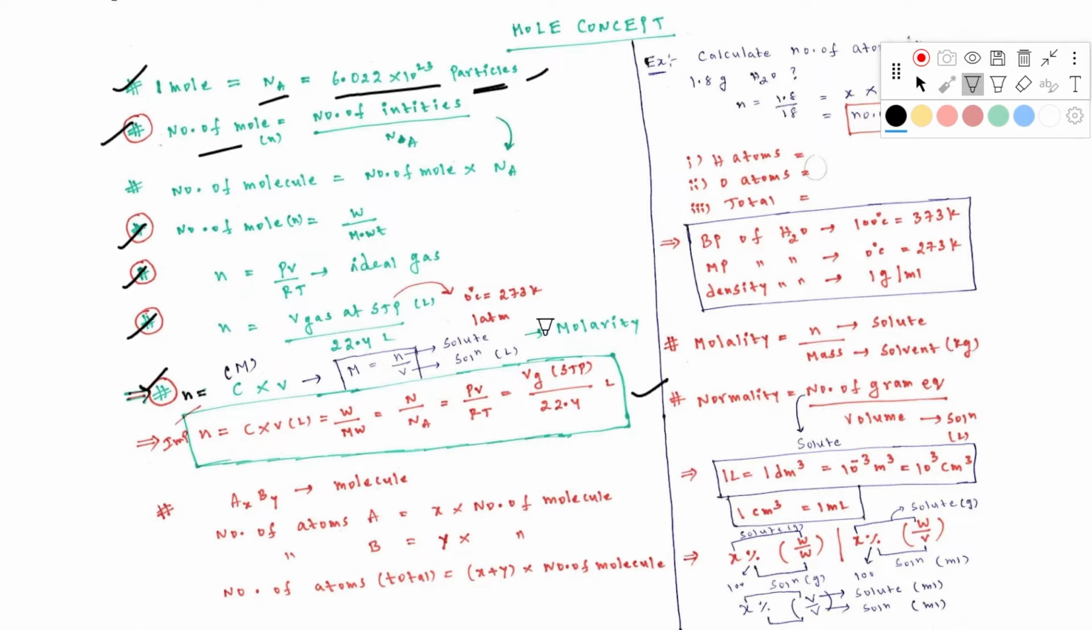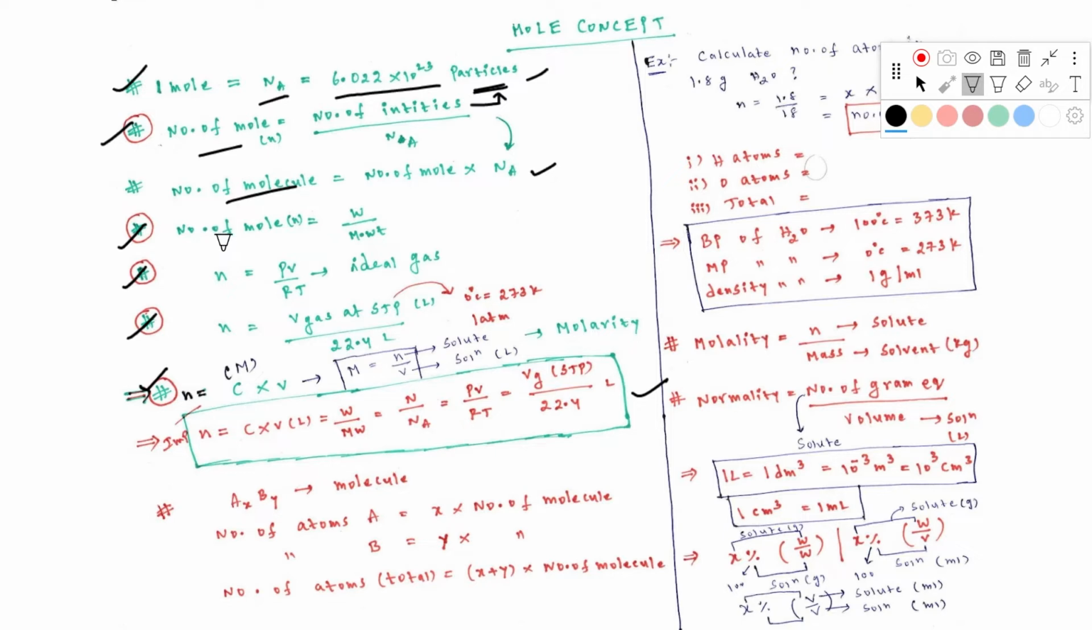Okay. So the first formula here: number of moles equal to number of entities. Entities means again particles. Okay. Number of entities by Avogadro number. I can write this same formula like this. Number of molecules. Number of molecules are nothing but number of entities. So number of molecules equal to number of moles into Avogadro number. I can write like this.